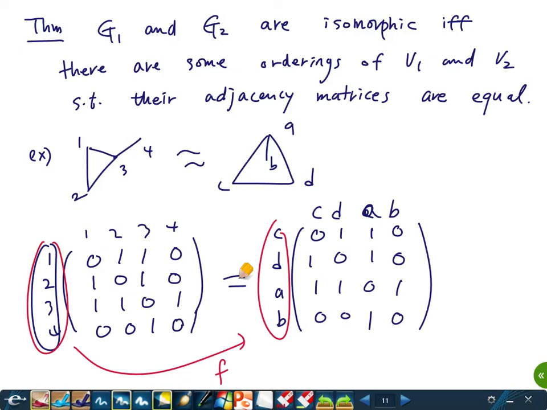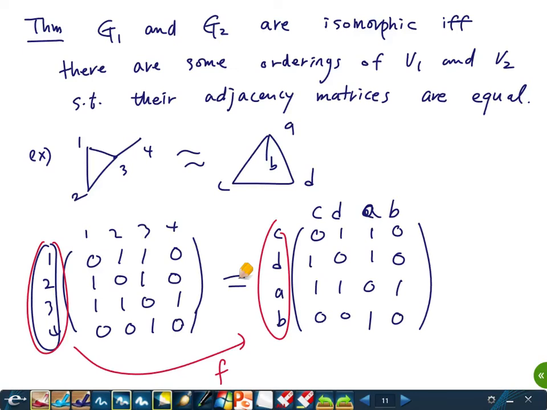Right. In this example, we saw the two graphs are isomorphic. So suppose that you want to show that two graphs are isomorphic. Like I did over here, you just need to find the bijection, an explicit bijection, and then show that the adjacency matrices are the same, or that it is an isomorphism.